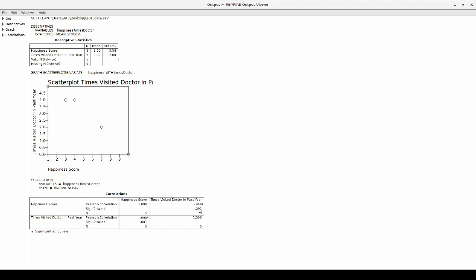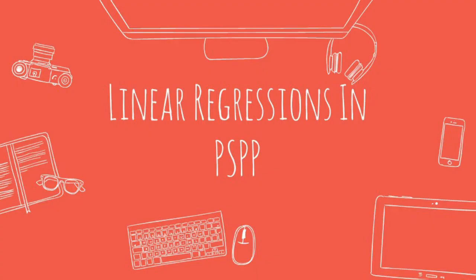So very significant. But we now want to use this information. We know that these variables are strongly related to each other, but we want to be able to predict. If we know somebody's happiness score, what can we guess about the times that they visited the doctor in the past year? To do that, we are going to have to generate a best fit line through this scatter plot data to see what is the slope and, if we had a score of 8 or 5 or 6, where would it fall on that line associated with times visited the doctor in the past year.